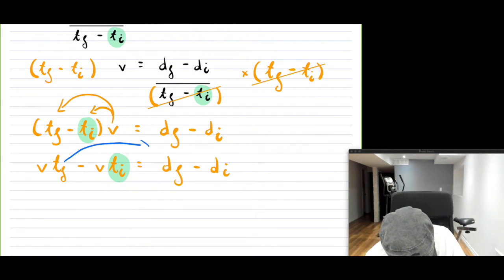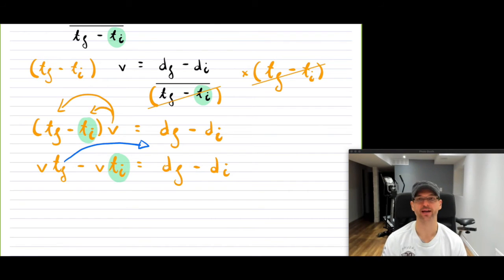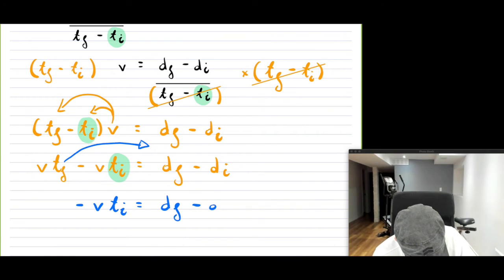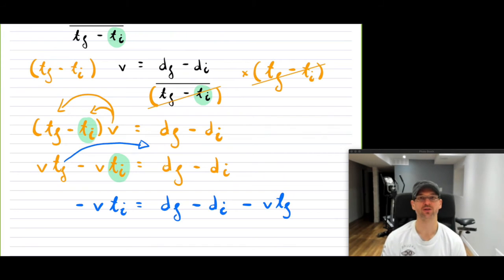So I'm going to move this term over to the other side. I'm going to shift that over. So what I'm going to get is negative v ti is equal to df minus di, and then with that shifted, it's going to be minus v tf. Notice the sign has changed. So that's what I would have.